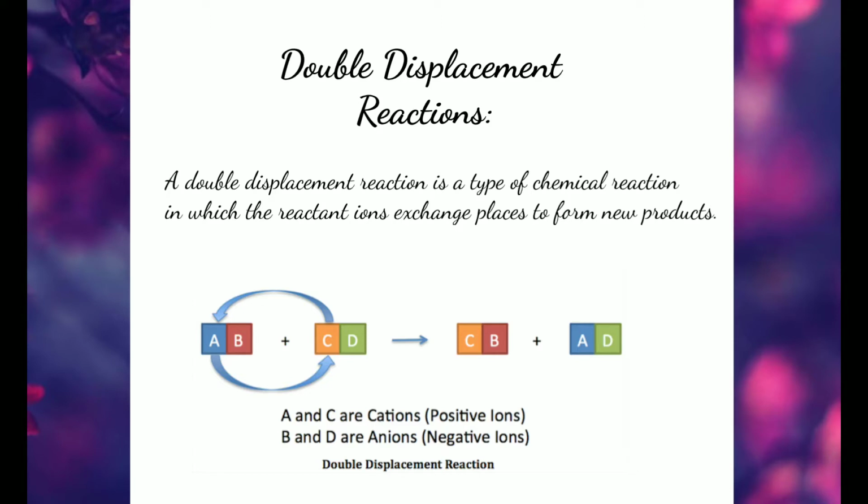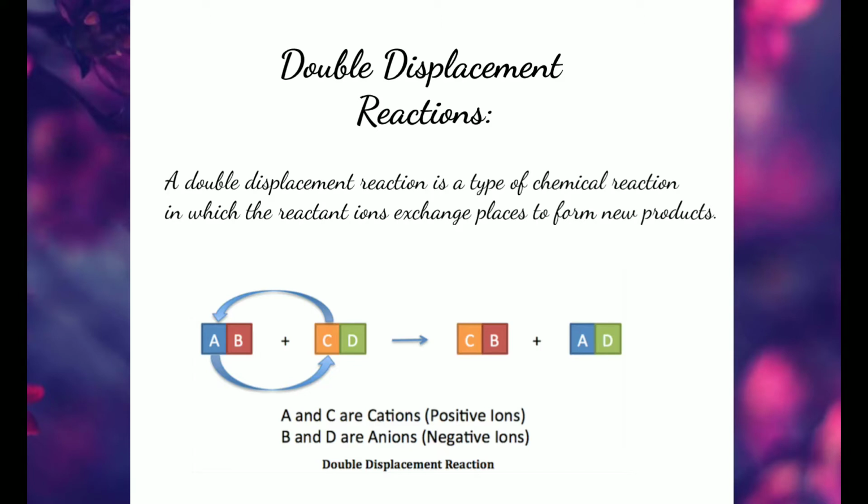Next is double displacement reactions. In this type of reaction, the reactant ions exchange their places to form new products. Let us suppose we have two compounds AB and CD. A and C are cations here, whereas B and D are anions. So what's going to happen in this double displacement reaction? This A cation is going to combine with D anion to produce AD, whereas this C cation is going to combine with B anion to produce CB.